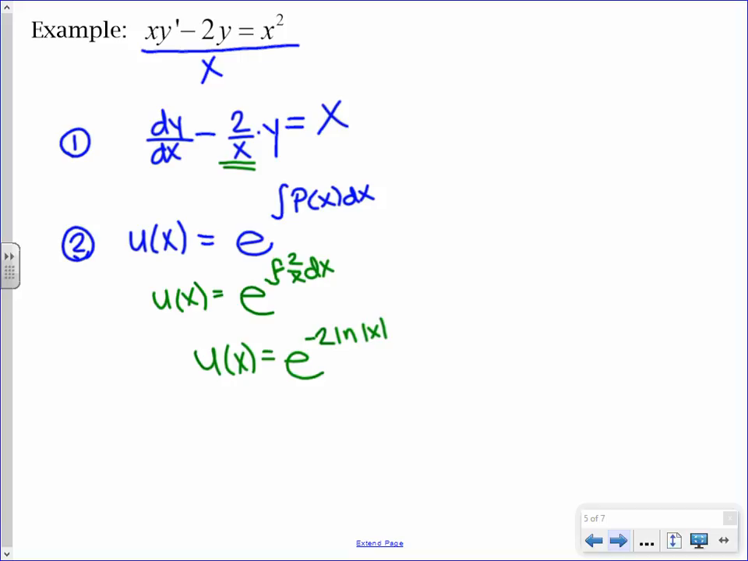Okay. So now we have an e raised to something with a natural log. We could potentially simplify this, don't you agree? Let's try it. This becomes x to the negative second inside, right? Whatever's multiplied becomes an exponent. E to the natural log, those are inverses. So really we're just left with 1 over x squared as our integrating factor.